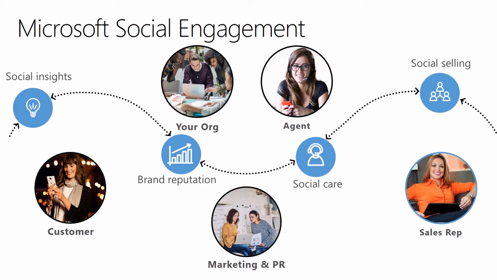Social engagement helps improve this experience through four key capabilities. They're deeply integrated with Dynamics 365. We have social insights, brand reputation, social care, and social selling. We'll look at each of these capabilities and show you how to configure these in your organization throughout this course. I'll bring features back to our use cases and help you put social into your core business strategies.